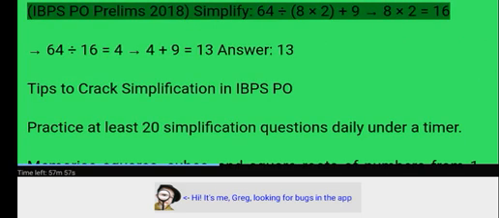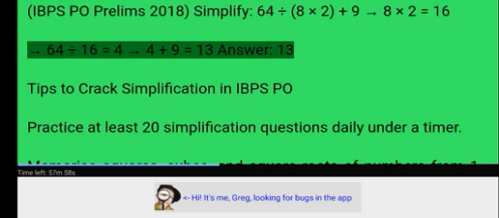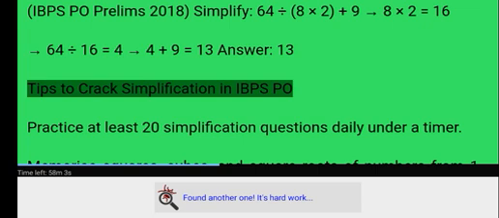IBPS PO Prelims 2018, simplify: 64 divided by 8 times 2 plus 9. 8 times 2 equals 16. Then 64 divided by 16 equals 4. Then 4 plus 9 equals 13. Answer, 13. Tips to crack simplification in IBPS PO.